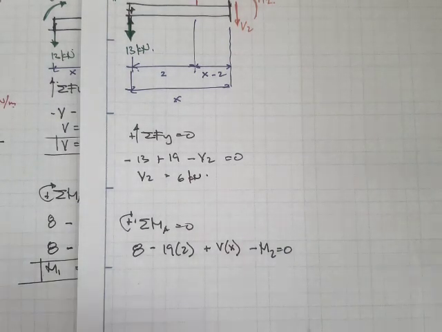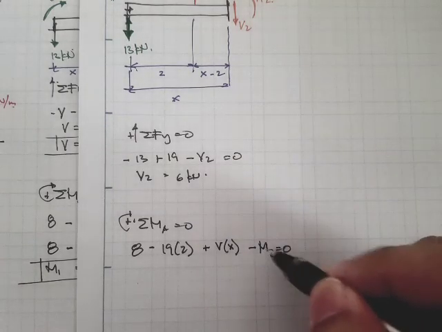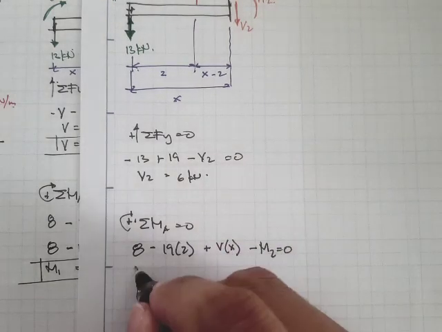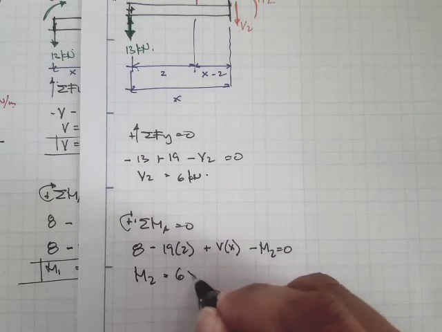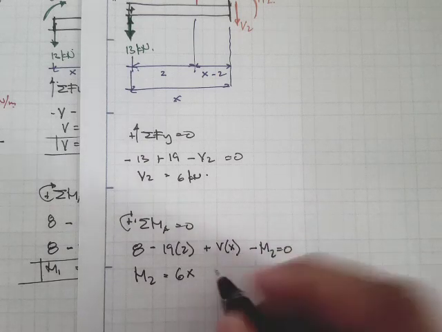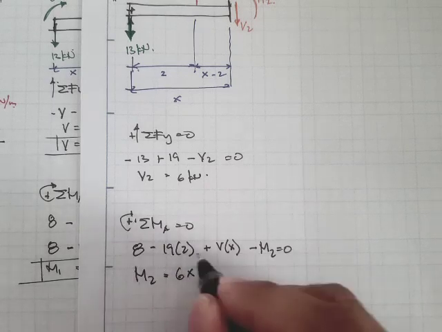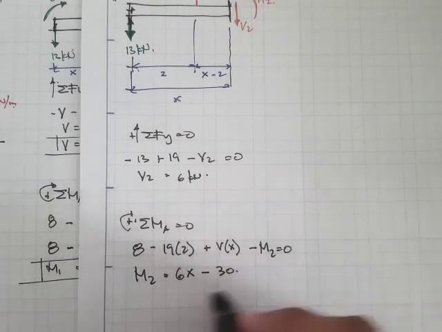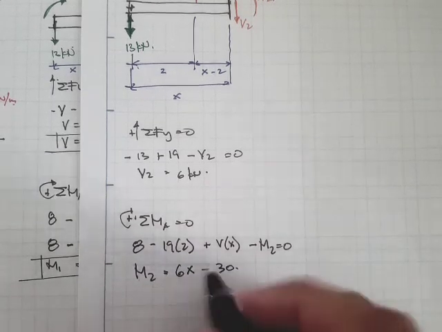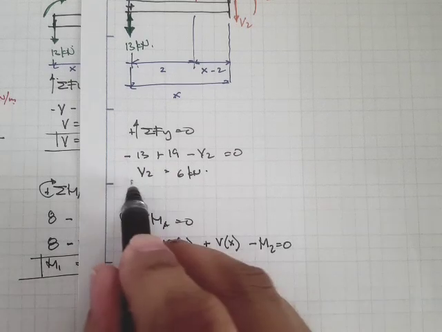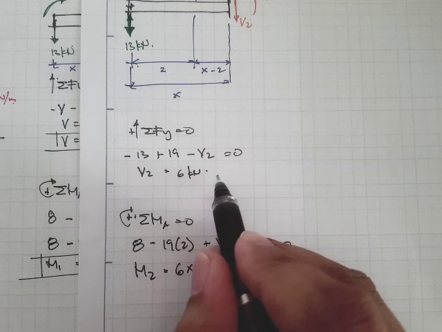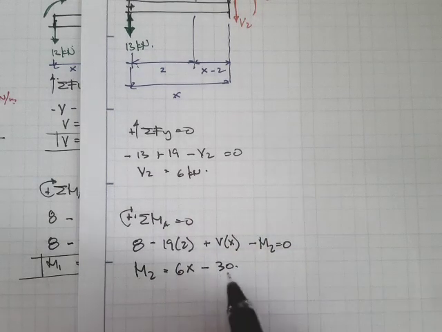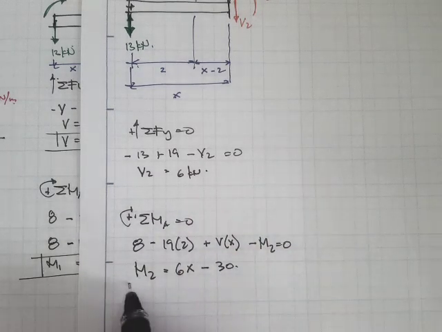Okay, so if I put this moment on the right hand side, what I get is M sub 2 is equal to the value of V, which is 6 times the x. Okay, and this will be minus 30, right? So again, this is a constant function, but the moment is a linear function.